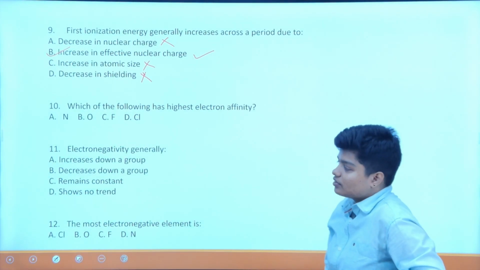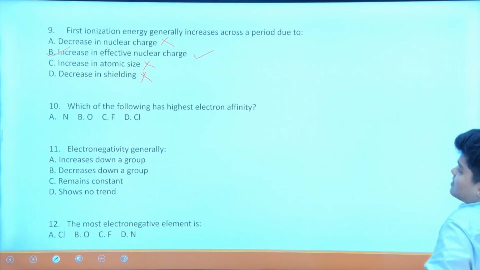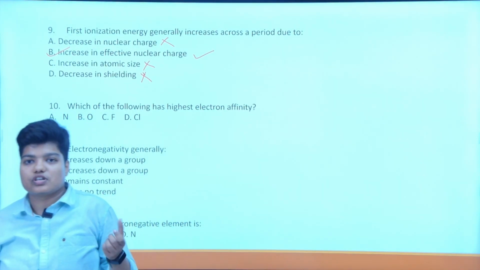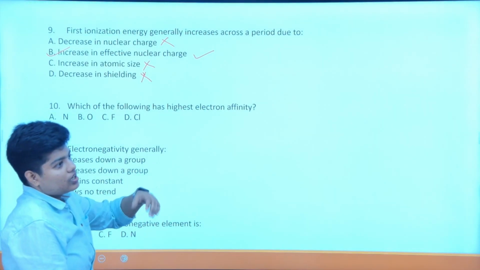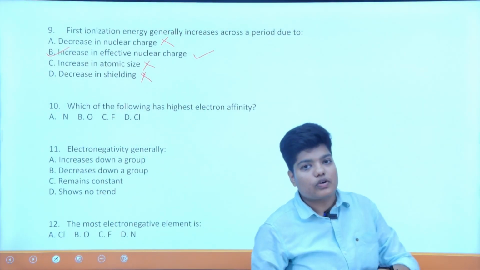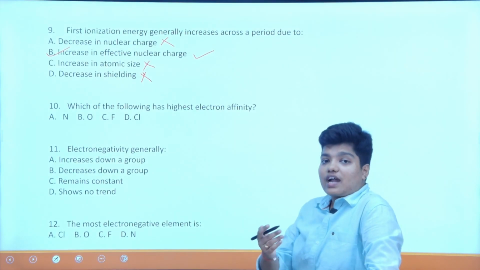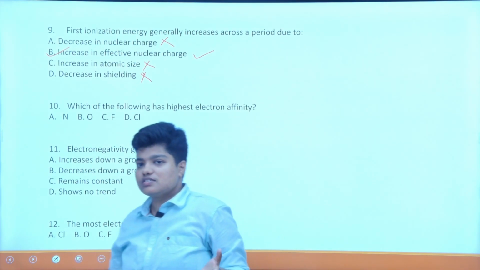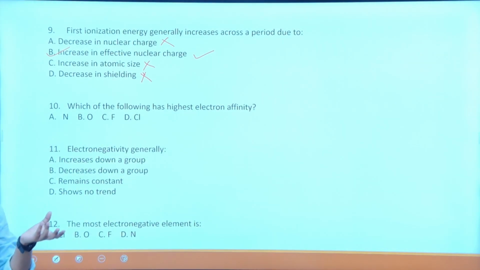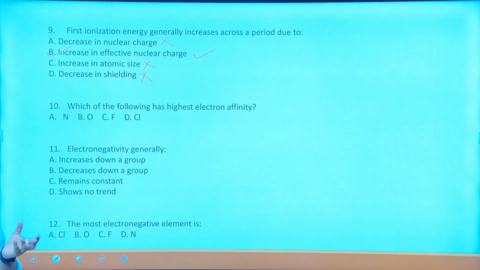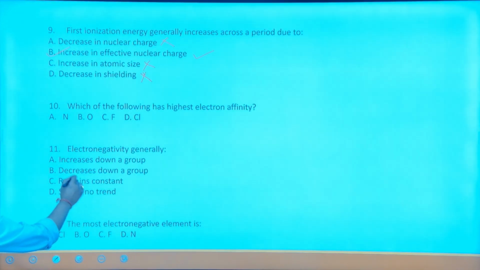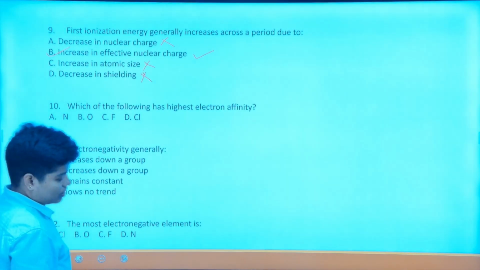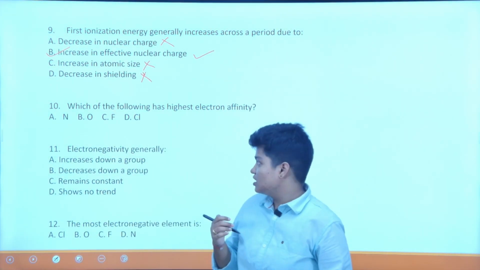Now question number 10. Which of the following has the highest electron affinity? First, what is electron affinity? Electron affinity is the vice versa of ionization energy. It is the net energy change when an atom attracts one electron. Ionization energy is the energy required for the releasing of an electron. Electron affinity is the energy involved in the attraction of one electron to the valence shell. So which case will have the highest electron affinity?